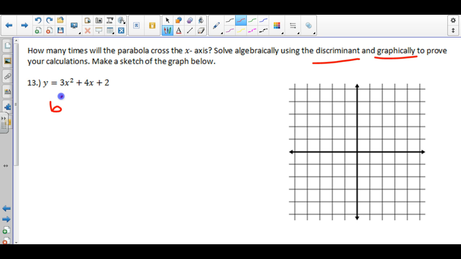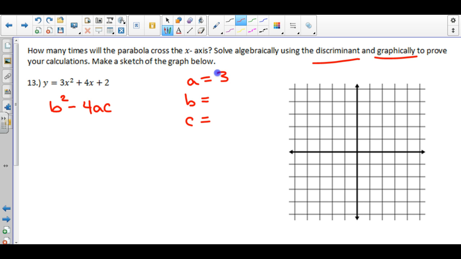Discriminant was that part inside the quadratic formula where it had b squared minus 4ac. And we talked about this in class, that if this came out to a positive number, meaning something greater than 0, you would end up with 2 solutions, which mean it would cross the x-axis twice. If this inside part came out to 0, you would cross the x-axis 1 time, and if it came out less than 0, it would not cross the x-axis at all. And that would be for if the discriminant were negative. So I'm going to identify what A, B, and C are.